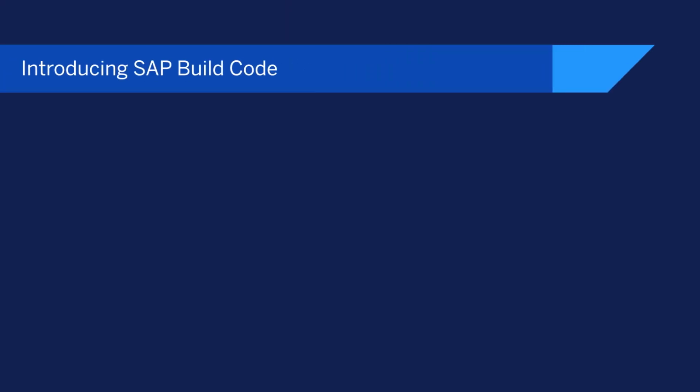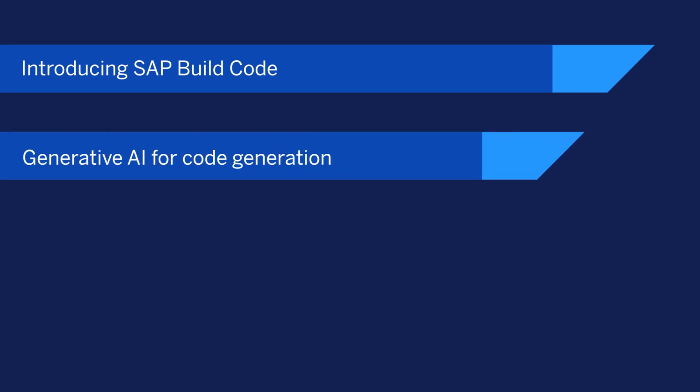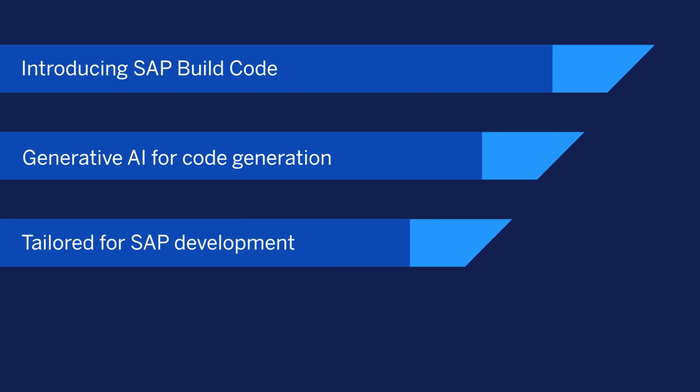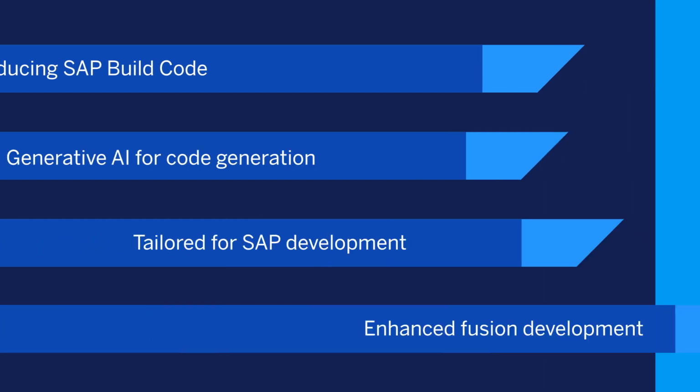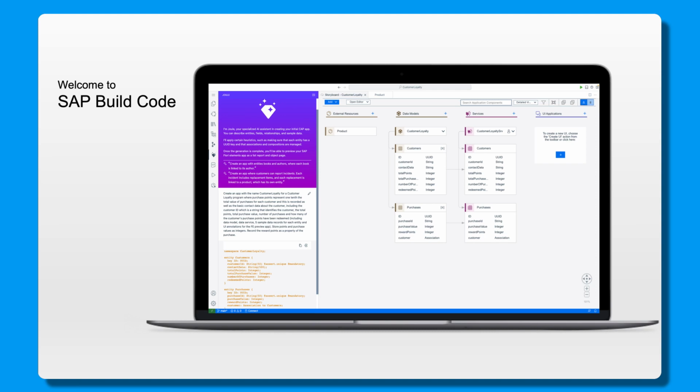Hello. In this video, we will introduce SAP Build Code, a solution with generative AI with code generation optimized for Java and JavaScript to supercharge developer productivity and boost Fusion development. With SAP Build Code, developers can create UI, mobile, and full-stack applications.